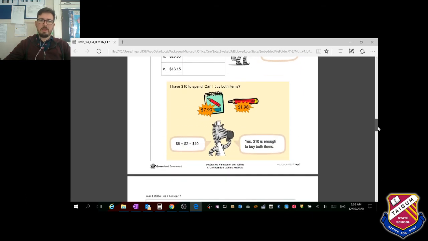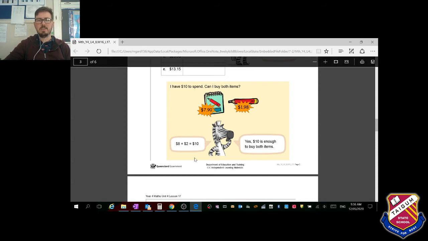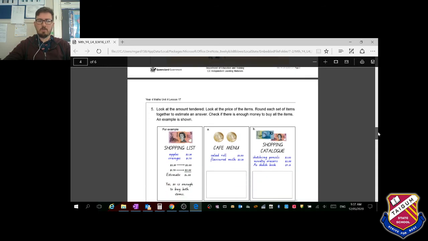I have $10 to spend. Can I buy both items? Now look at how the zebra here thinks about it. They round both of the prices up, because they're both above 50 cents. So they round the prices first, they add them up, which is $10. So they figure $10 should be enough to buy both of those items. And that would happen to you a lot in the supermarket, where you think about buying lollies or something, and you go, do I have enough money to buy both of these lollies? No, I don't, so I'll have to pick one of them. So we do that all the time.